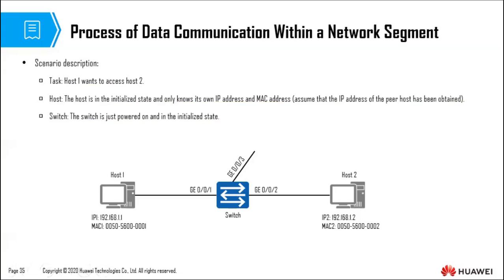How will host 1 learn about the destination MAC address? What is it going to do to learn the MAC address of host 2?